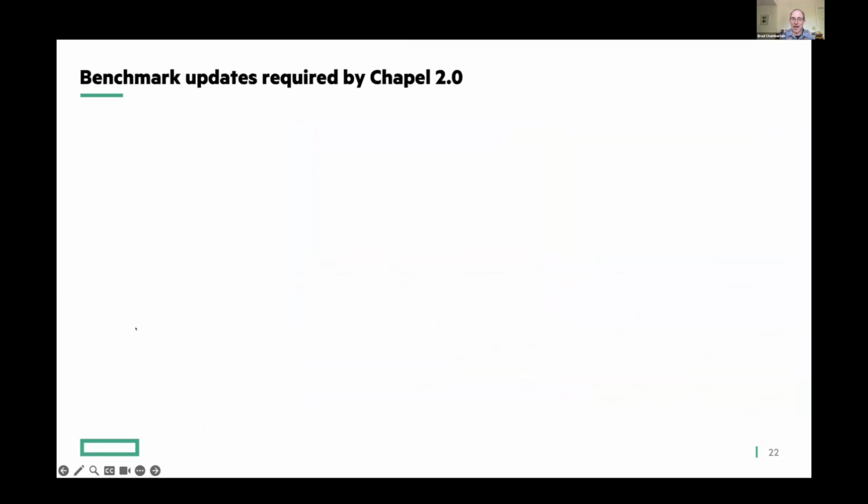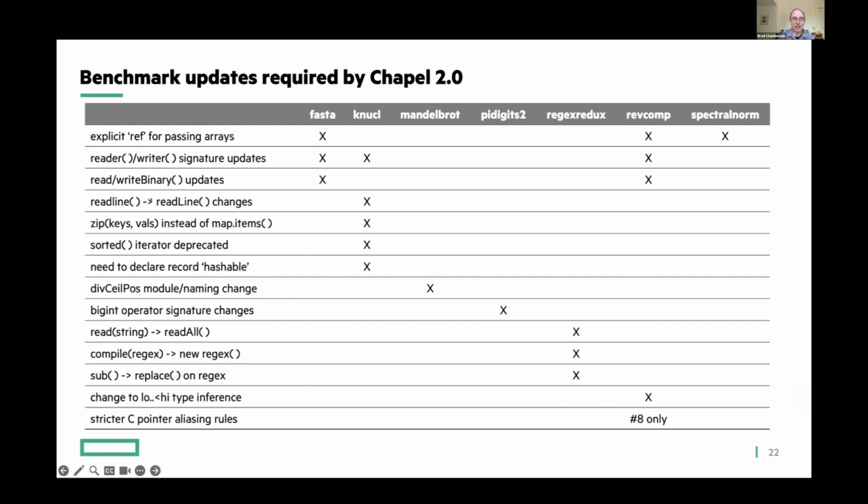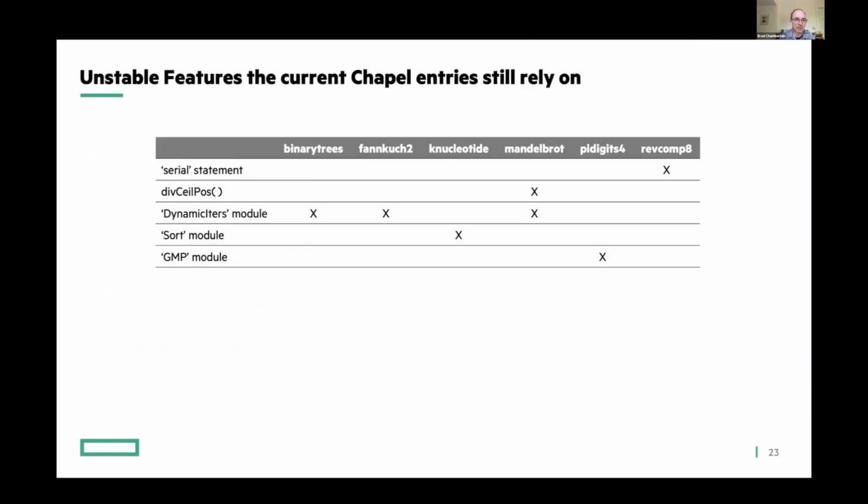All right. As you know, we did Chapel 2.0 recently. We stabilized a bunch of language and library features. We broke a bunch of code on the way, and that includes a lot of our codes that were submitted to this site. So this is a table that shows updates we had to make to the code since last year in order to get them working with Chapel 2.0. And I think this is indicative of some of the pain users have been feeling over the years, but will cease to now that we've got 2.0 out.